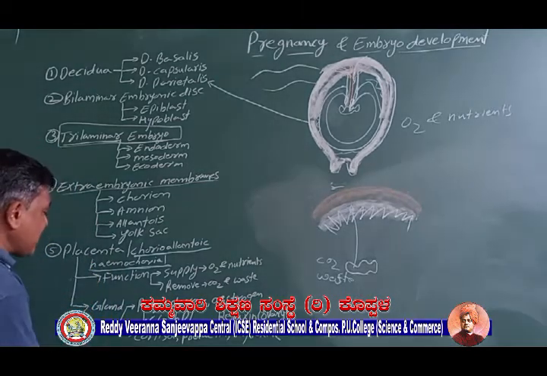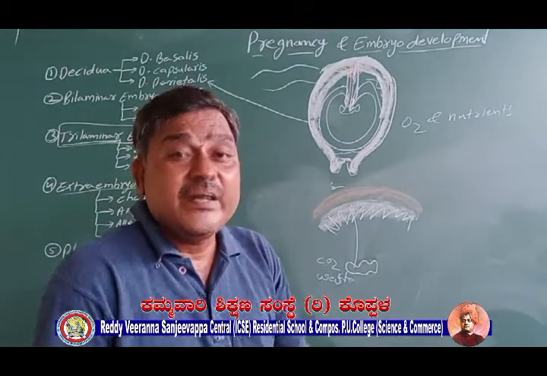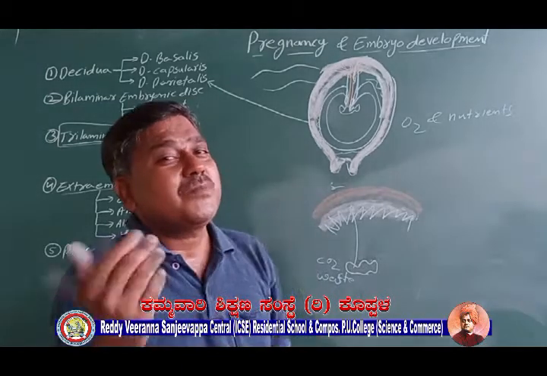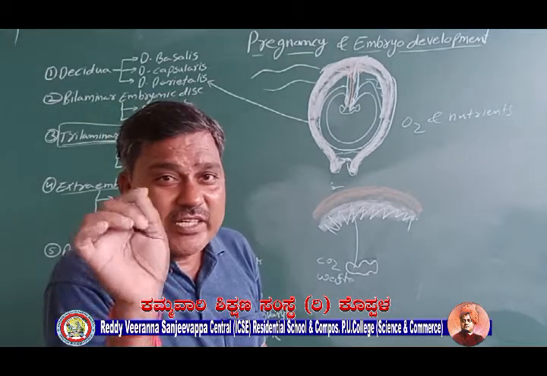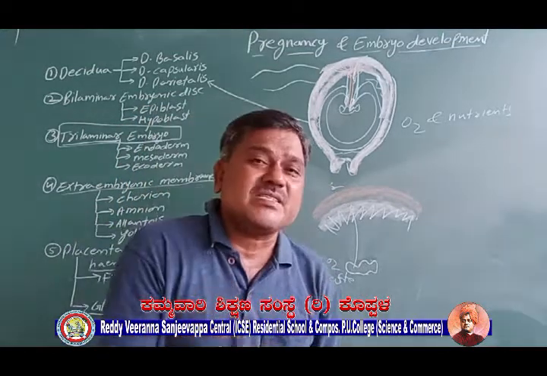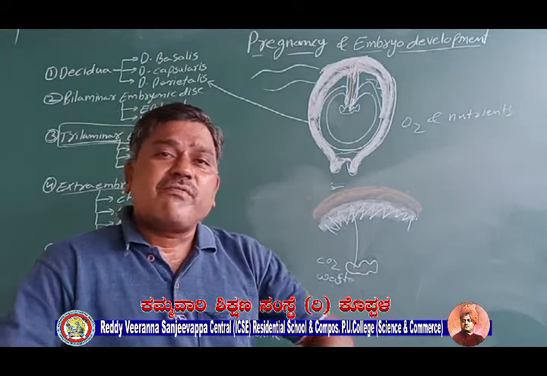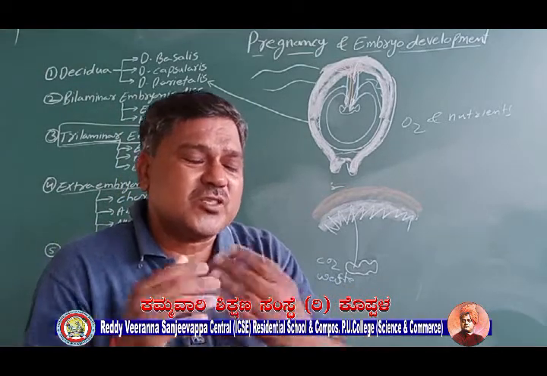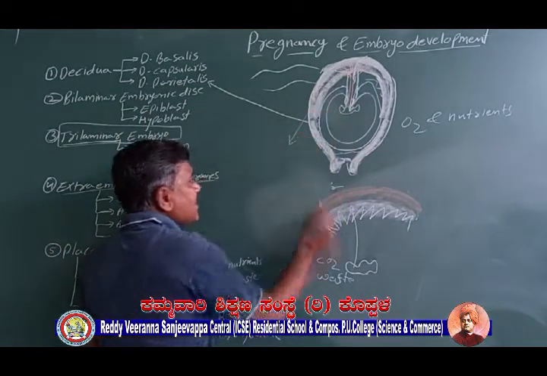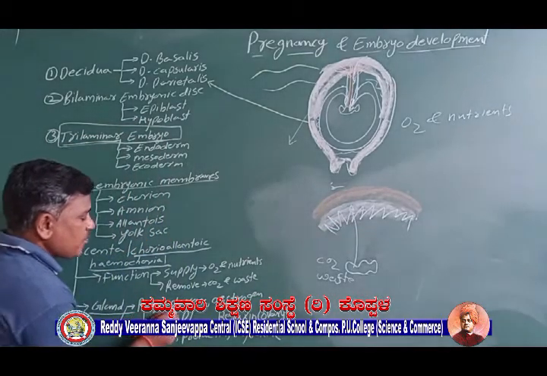One more function of the placenta is that it acts as an endocrine gland. During the menstrual cycle we have studied that the corpus luteum produces progesterone, which is considered the pregnancy hormone. But the corpus luteum is present only up to about 3 months. After 3 months, the corpus luteum stops its function. At that time, the placenta acts as a gland and is able to produce progesterone.